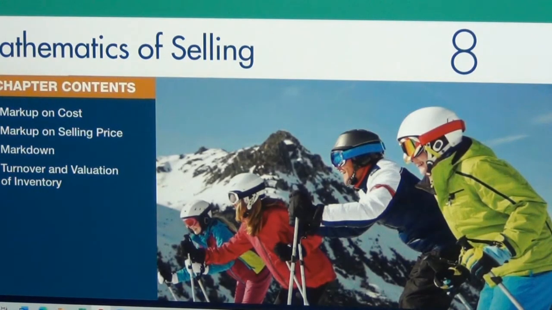Okay, we're going to go on to chapter 8, the mathematics of selling. There are 4 parts to this: the markup on cost, markup on selling price, markdown, and inventory turnover. We're probably not going to worry too much about the turnover evaluation of inventory. As we've discussed in class, if you're much more interested in inventory turnover, then the appropriate thing would be to take an accounting class.